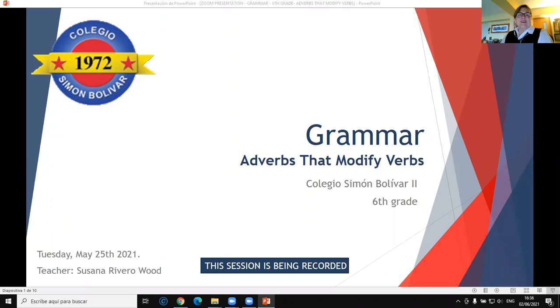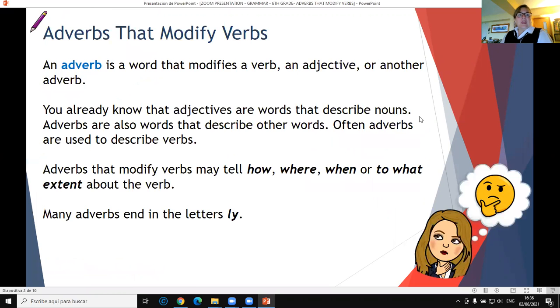Hi guys, today in our grammar class we're going to study adverbs that modify verbs. What is an adverb? An adverb is a word that modifies a verb, an adjective, or another adverb. In this class we're going to study the first one, the ones that modify a verb, okay? The rest, the adverbs that modify adjectives or another adverb, we're going to study them in our next class.